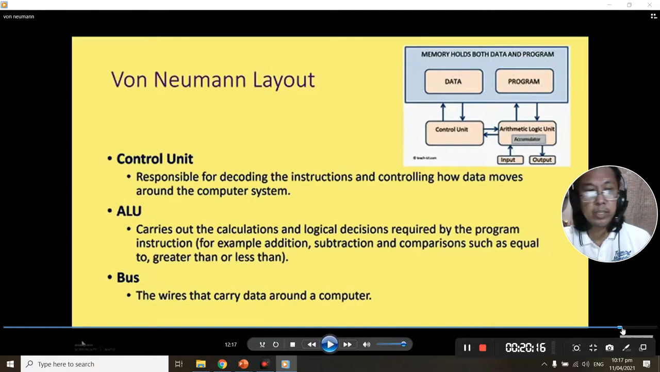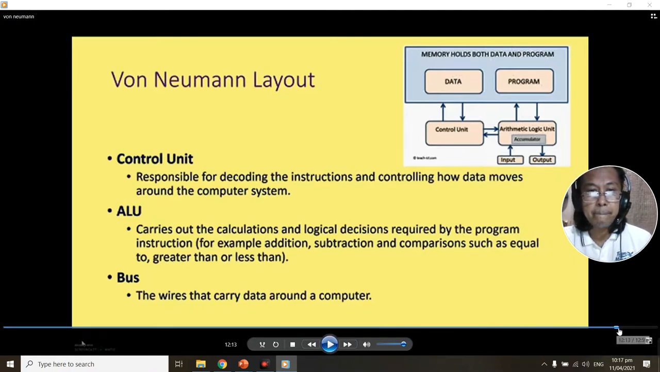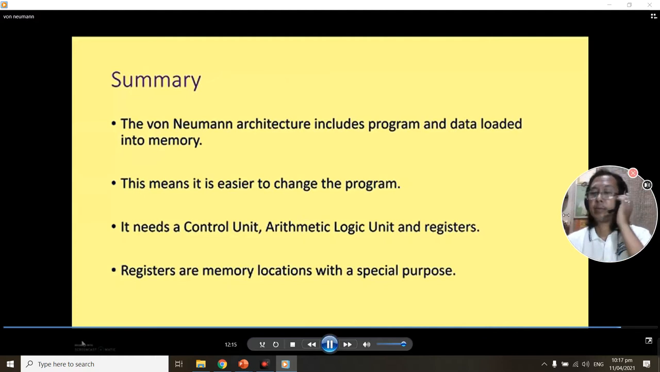This is 12:14. This is the sort of conclusion part. Okay, in summary, the von Neumann architecture includes program and data loaded into memory.